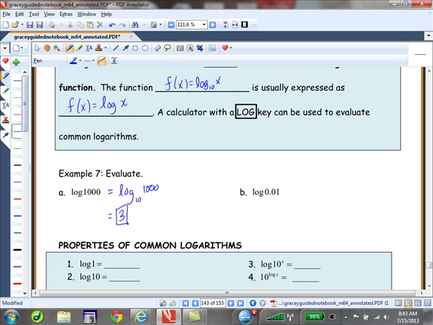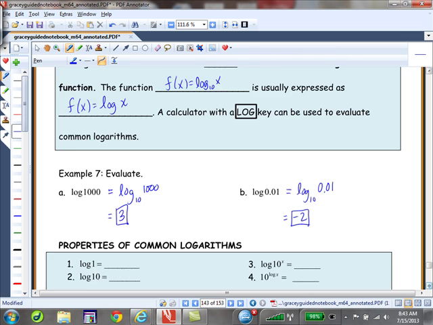All right, so this guy means log base 10 of 1/100. And so the power to which we raise 10 to get 1/100 is, good, negative 2.